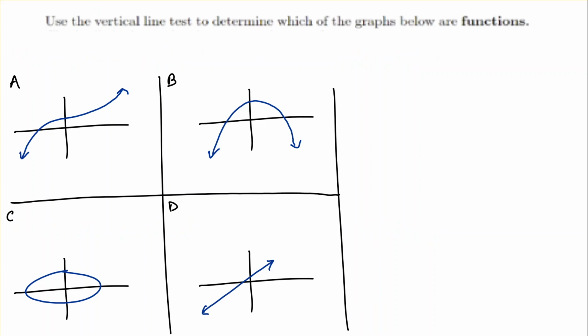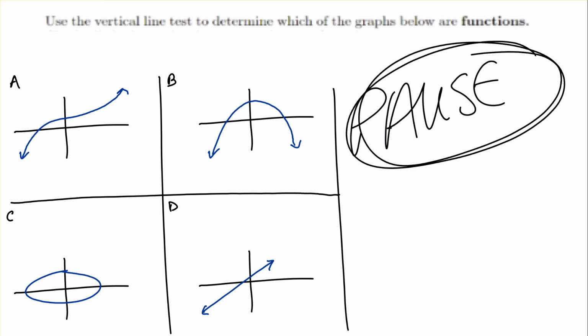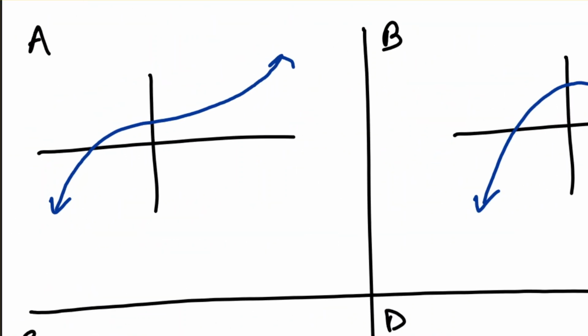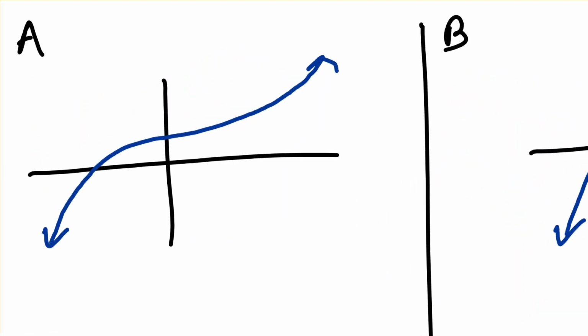So let's pause and look at each of these graphs. Identify which ones are functions using the vertical line test. Unpause to check your work. Now I'll zoom in on these one at a time. The way the vertical line test works is it says imagine that you could draw vertical lines through the graph at all the different points. If it ever hits the graph in more than one location per vertical line, it's not a function.